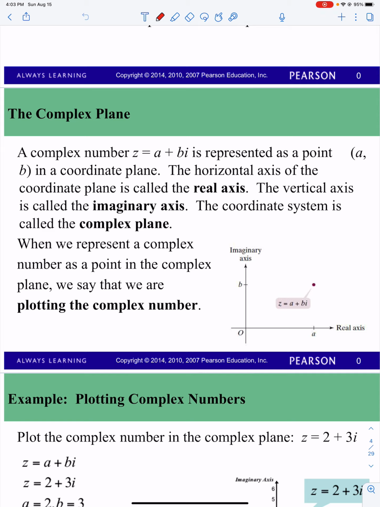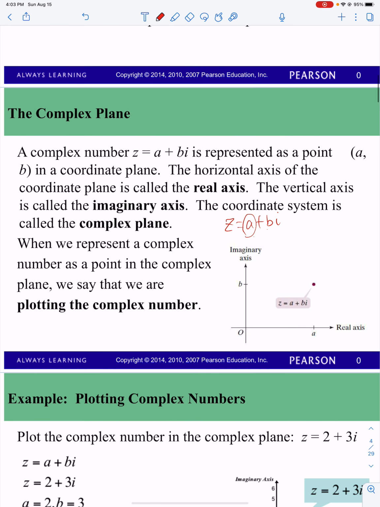It's like a rectangular system. Instead of x and y axes, we call it what? Real axis and imaginary axis. So z equals what? a plus bi, because a complex number is a plus bi. So a is your real part, and bi is your imaginary part.